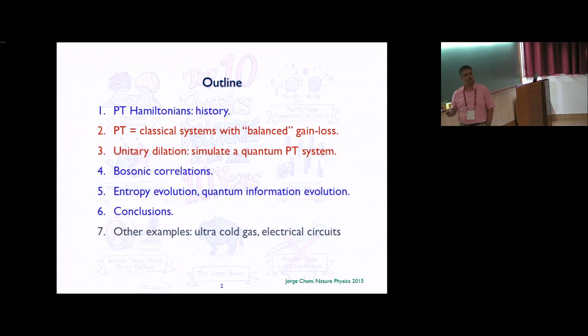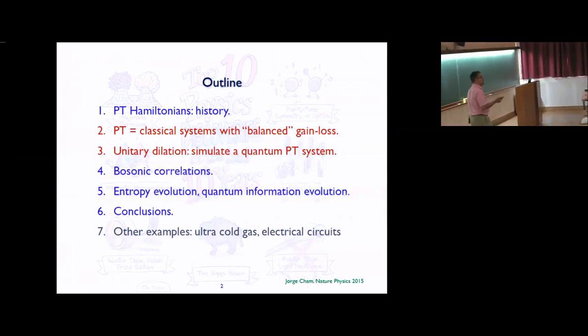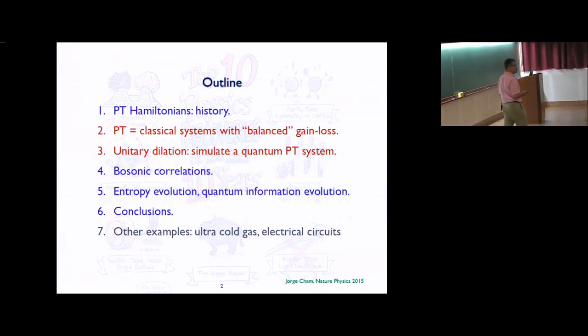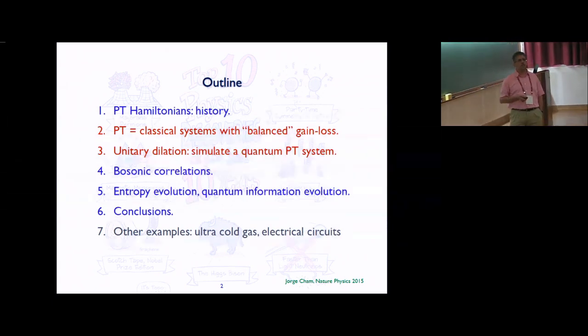There is, of course, a question of what is meant by quantum: whether lasers are quantum, whether many-body correlations are quantum, whether you would call measurement of density matrix and entropy and quantum information pieces quantum. In particular, I'll show you examples of bosonic correlations evolving under a PT symmetric Hamiltonian, as well as quantum information quantities which evolve under a PT symmetric Hamiltonian. Then I'll have conclusions. There are other examples, but I don't think I'll have time for them.